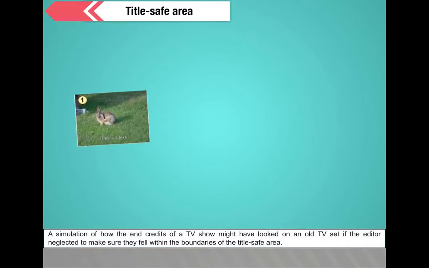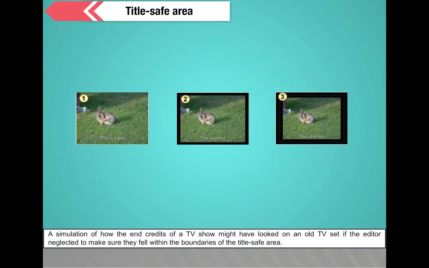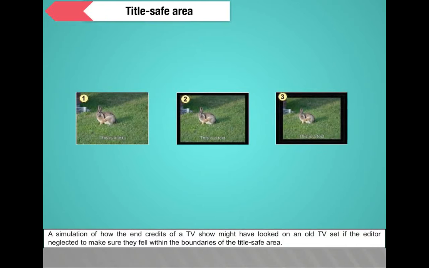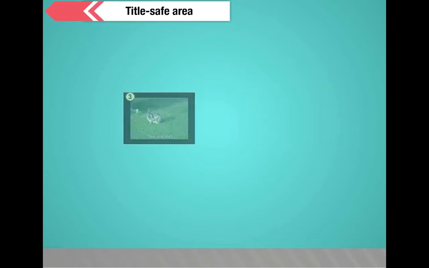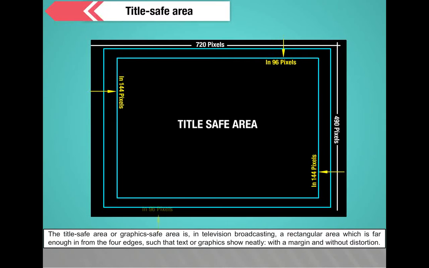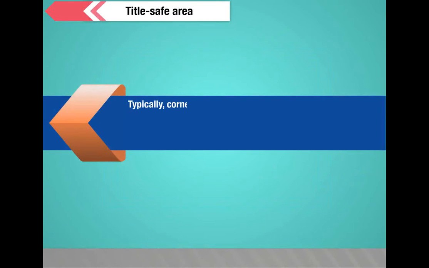Title safe area. A simulation of how the end credits of a TV show might have looked on an old TV set if the editor neglected to make sure they fell within the boundaries of the title safe area. The title safe area or graphics safe area is, in television broadcasting, a rectangular area which is far enough in from the four edges such that text or graphics show neatly with a margin and without distortion. This is applied against a worst case of on-screen location and display type.